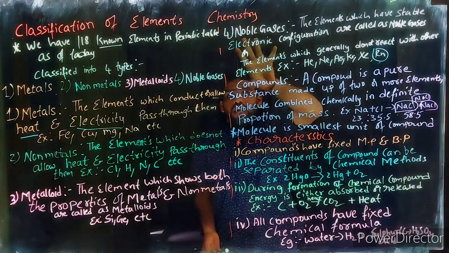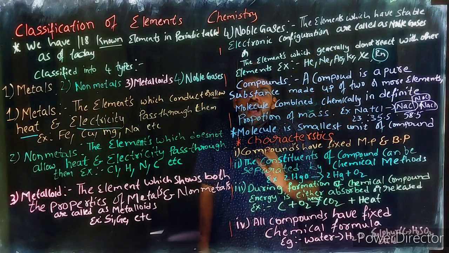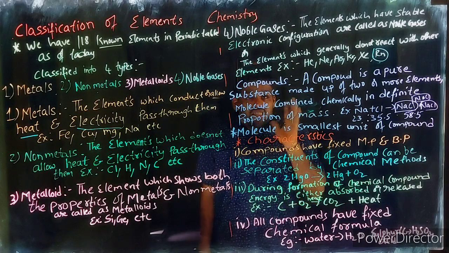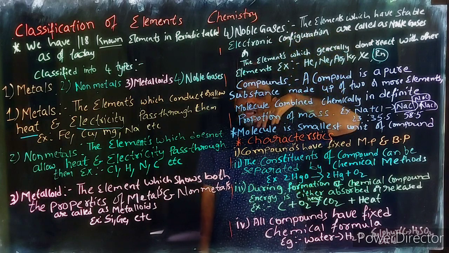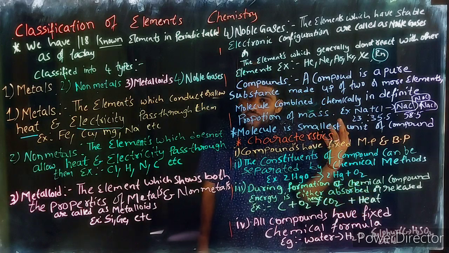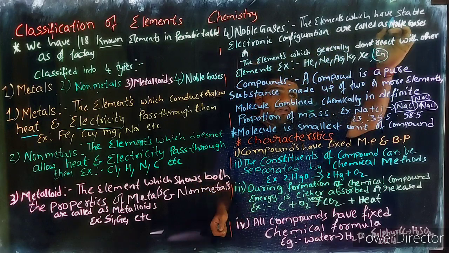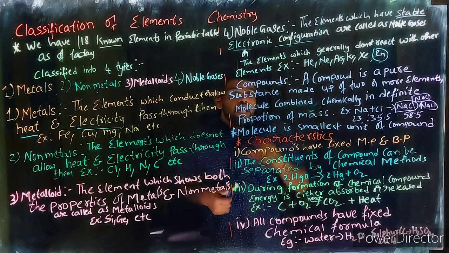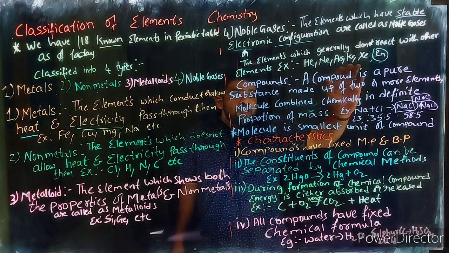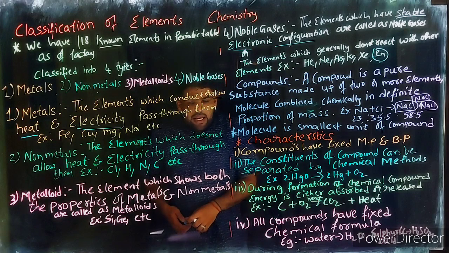In the last type of classification of elements, we have noble gases. The elements which have stable electronic configuration and generally are chemically inert. They do not react with any other element. Such type of elements are called noble gases. They have this nature because they have octet electronic configuration, means having 8 electrons in their last shell. That's why I wrote here stable electronic configuration, which is octet electronic configuration. Examples are helium, neon, argon, krypton, xenon and radon. These are the examples for noble gases.